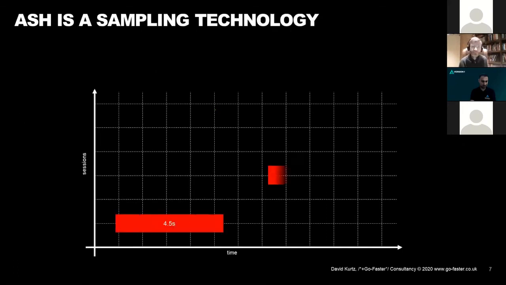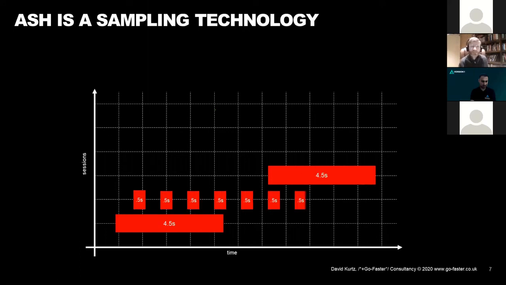ASH is a sampling technology. Essentially, the database is sampled every second. You look for sessions that are active and you sample them if they are active at the point where the sample is taken. So here I've got 3 database sessions, and each of them consumed 4.5 seconds of database time.